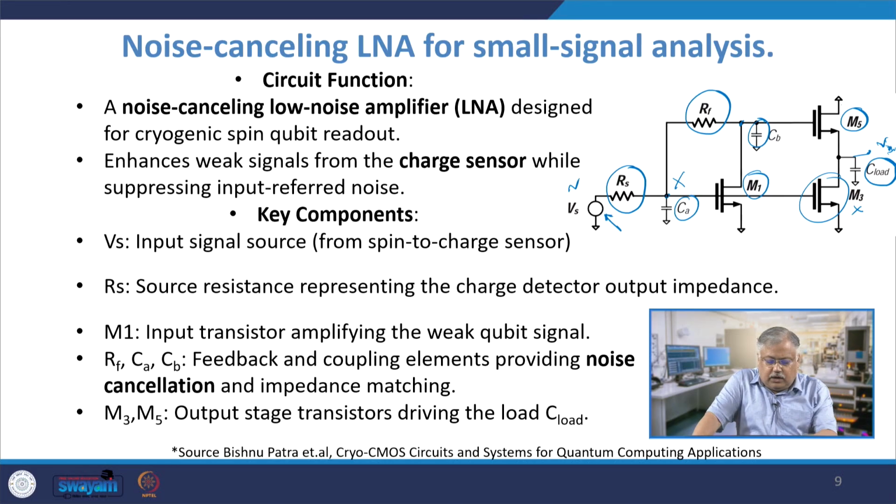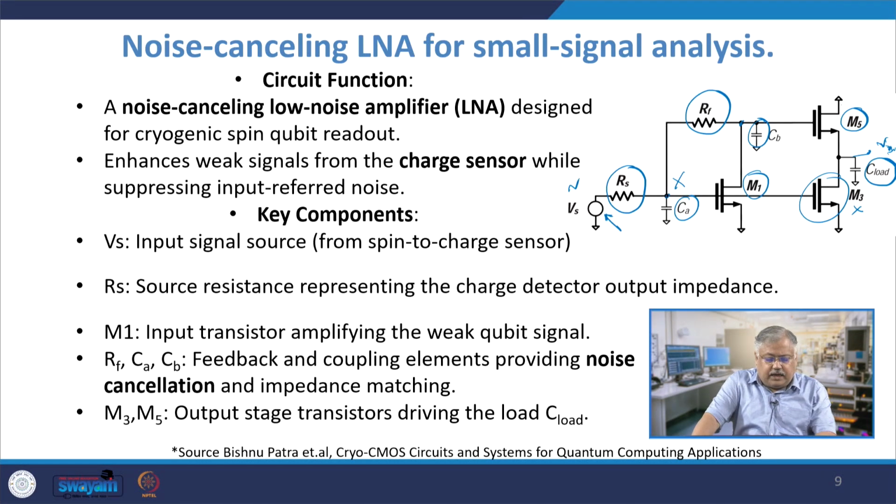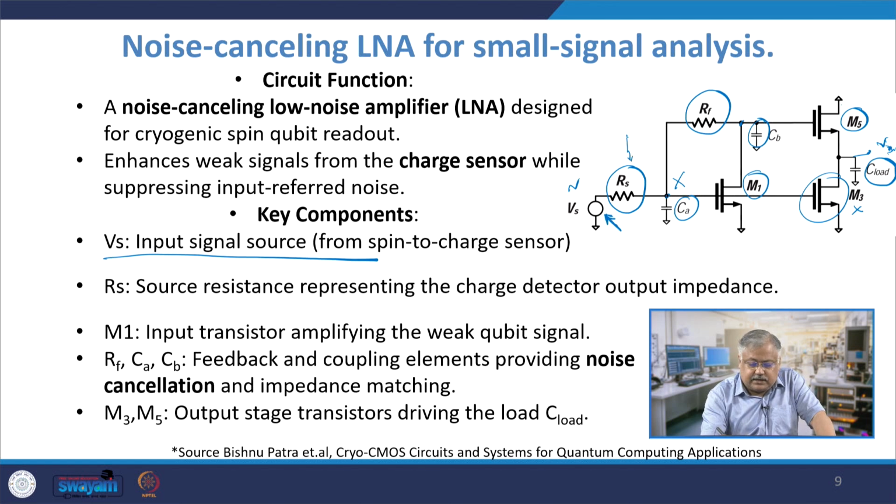Now, let me quickly go through the key components of the circuit. One is the input signal source, Vs. Rs is the source resistance, and this represents the charge detector output impedance. When you are detecting a charge, there will be an impedance attached to it, so this Rs is the equivalent impedance seen at the output.